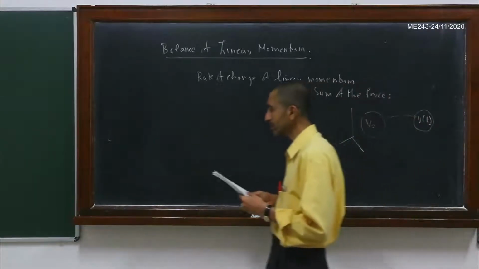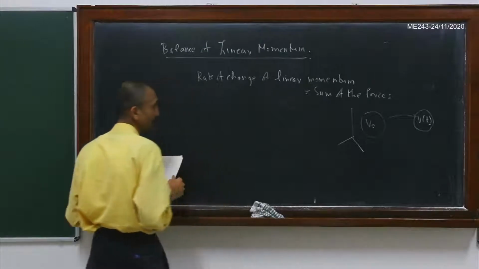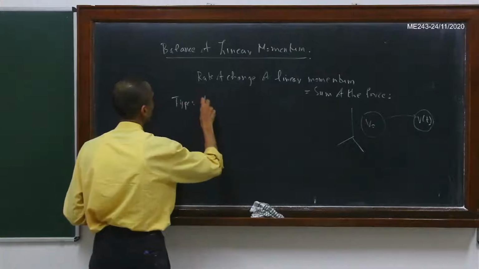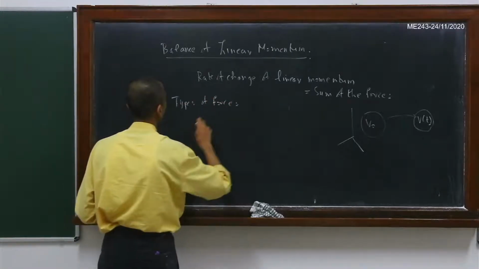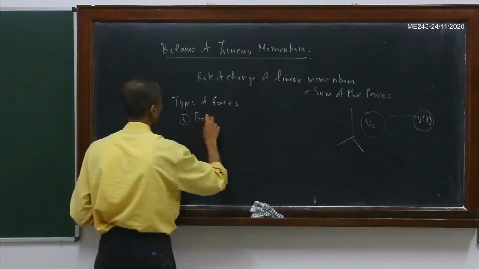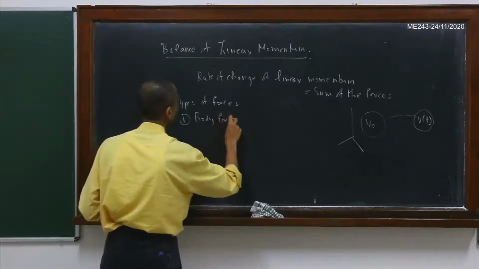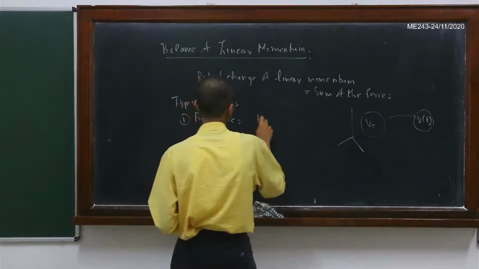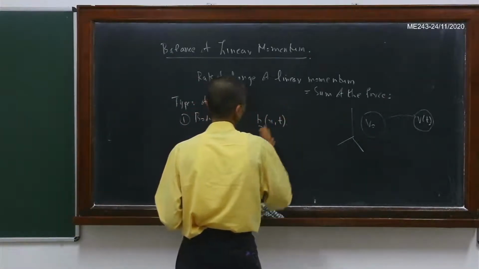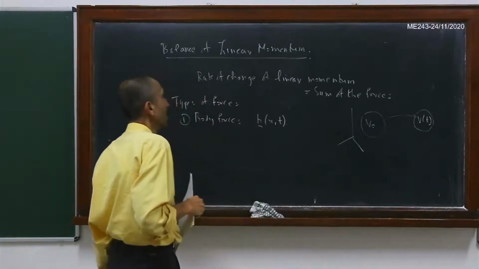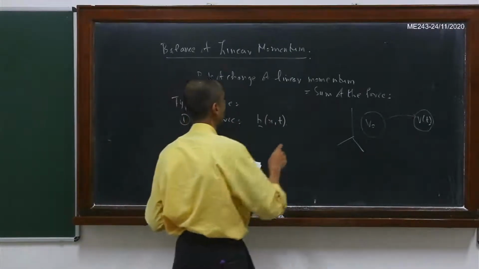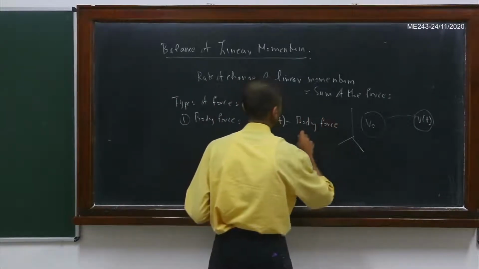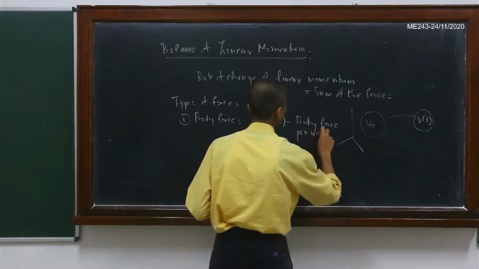There are two types of forces that we will consider here. So, types of forces: one is body forces, which we will take as B of x comma t. That is basically the body force per unit mass.